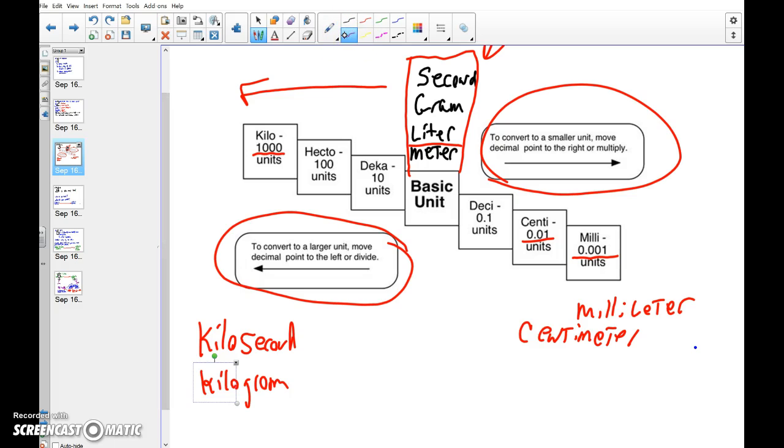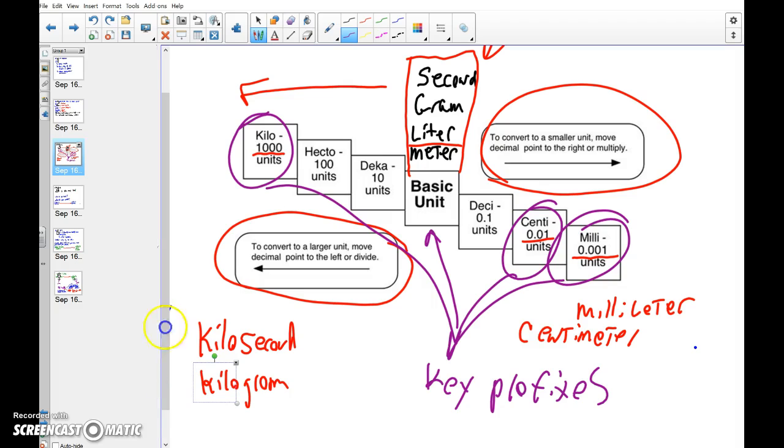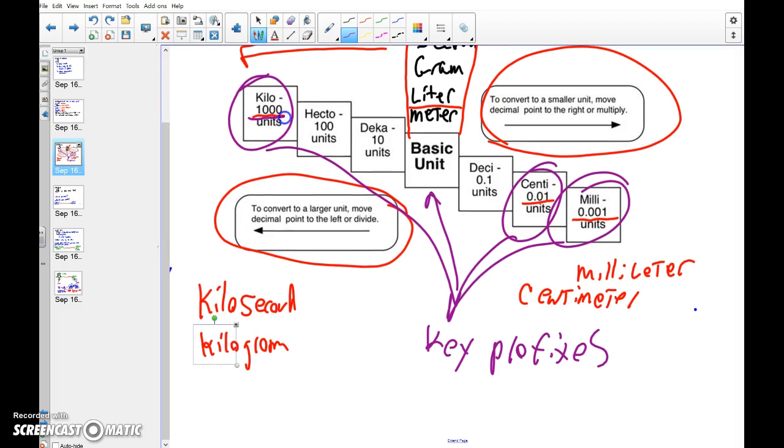Now, the reality is, what you really need to remember are kilo, centi, and milli. Those are going to be the key prefixes. So if you can remember those key prefixes and your base units, you will actually be able to handle the metric system. Because you can pretty much do any conversion, any calculation, as long as you can remember that. So your key idea is kilo means 1,000, centi means 0.01 or 1/100th, and milli means 0.001 or 1/1000th. Okay?